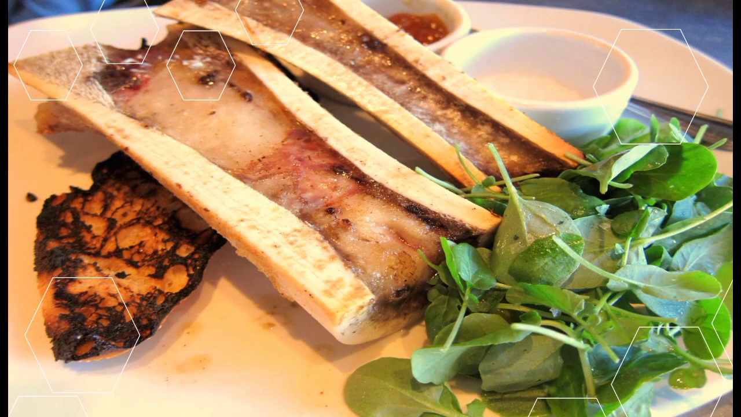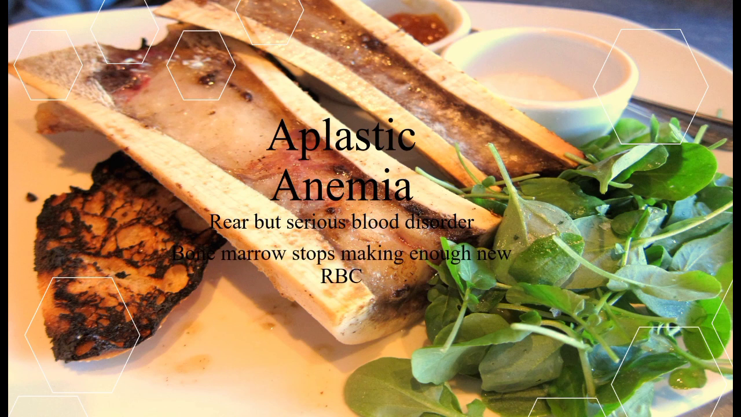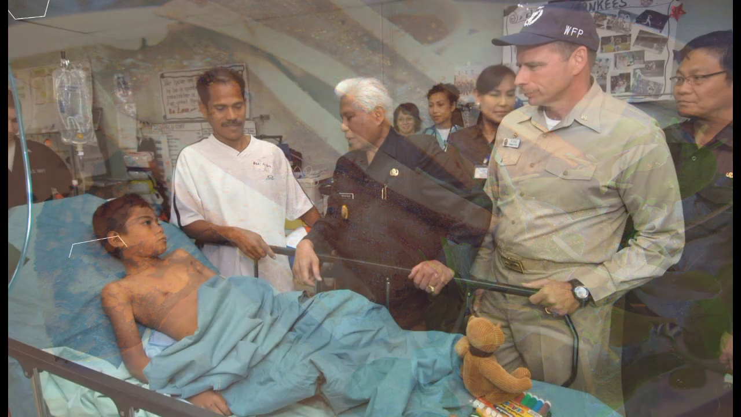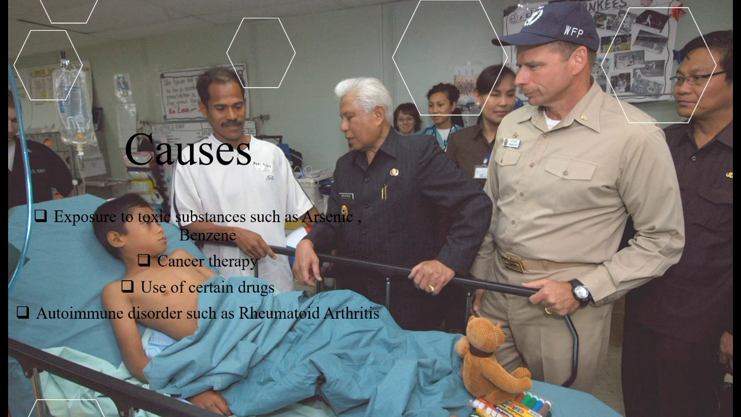aplastic anemia. Now, aplastic anemia, it is a rare but serious disorder. Here the bone marrow stops making enough red blood cells, and this can be because the bone marrow stem cells are damaged. What are the causes? Now, the causes could be exposure to toxic substances such as arsenic, benzene. It could be cancer chemotherapy. It could be use of certain drugs. It could be an autoimmune disorder such as rheumatoid arthritis. It could be a viral infection, e.g. hepatitis, HIV, damage to the stem cells in the bone marrow.